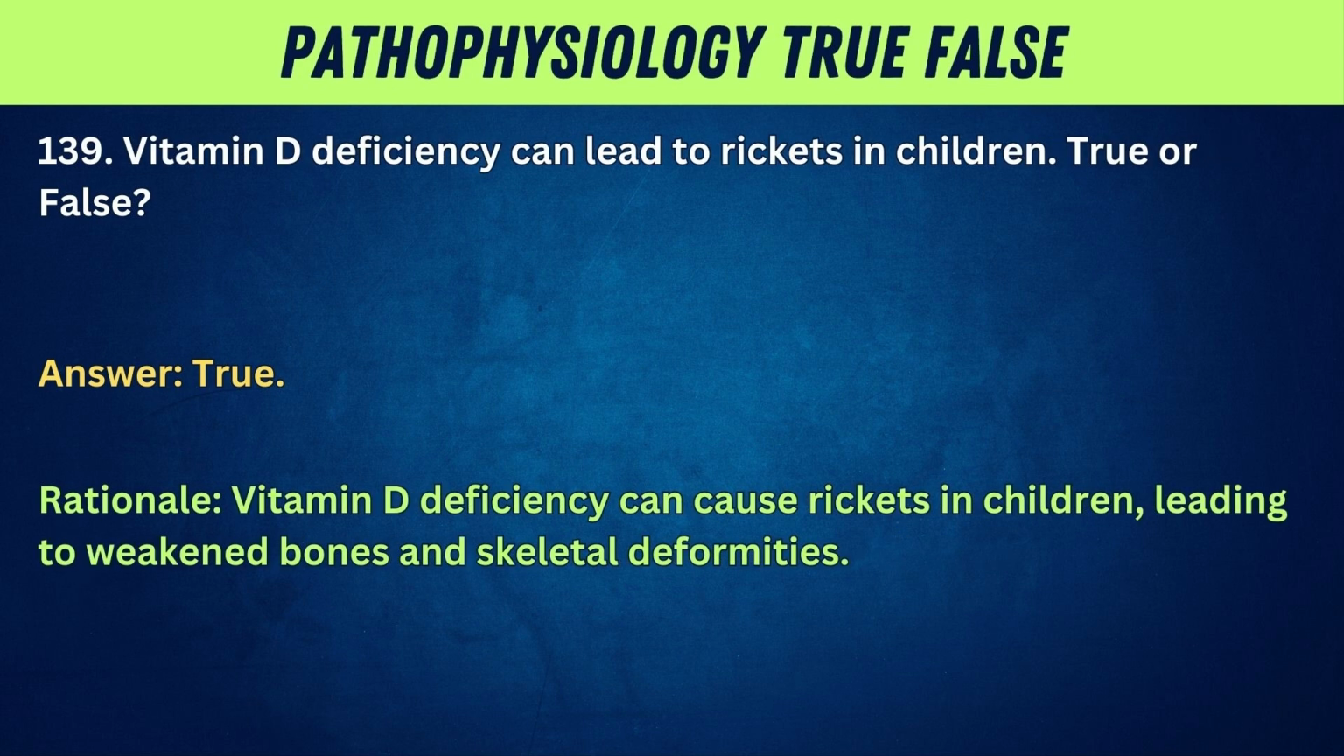139. Vitamin D deficiency can lead to rickets in children. True or false? Answer: true. Rationale: vitamin D deficiency can cause rickets in children, leading to weakened bones and skeletal deformities.